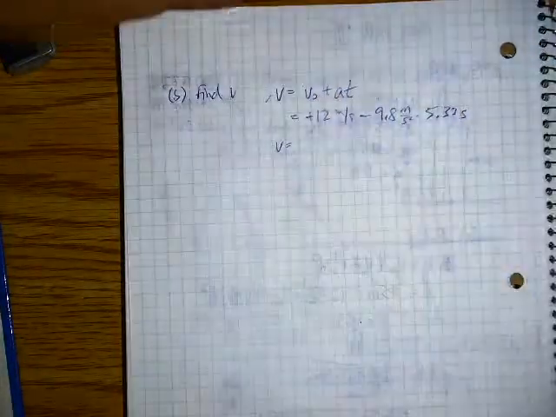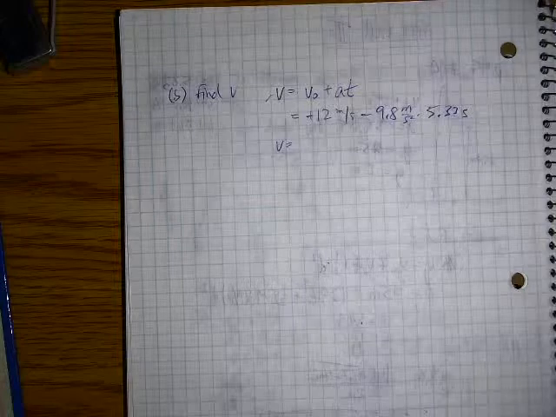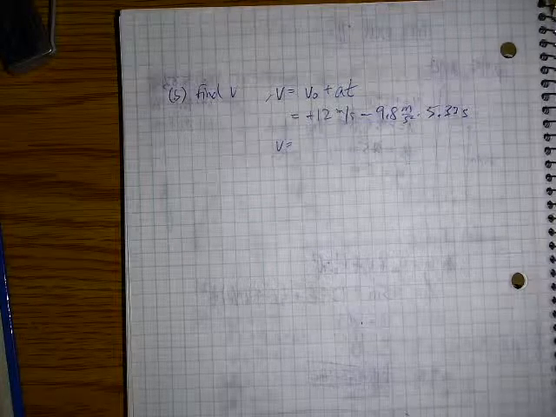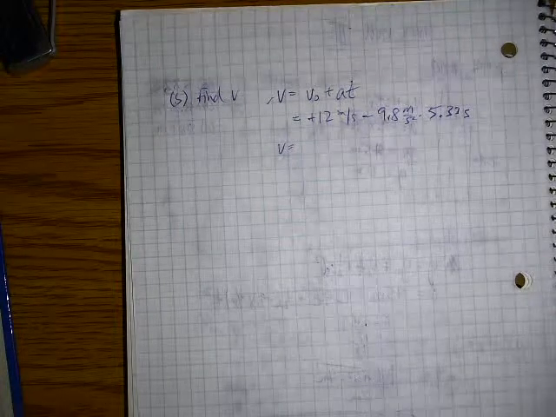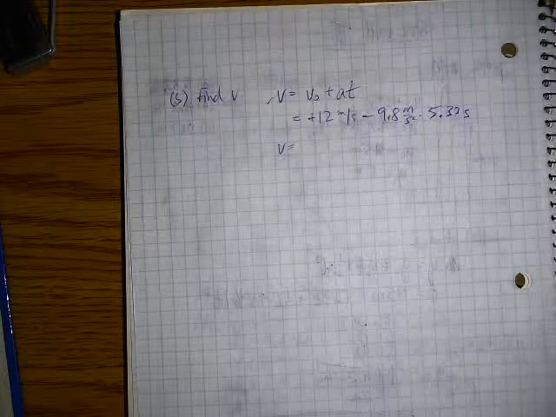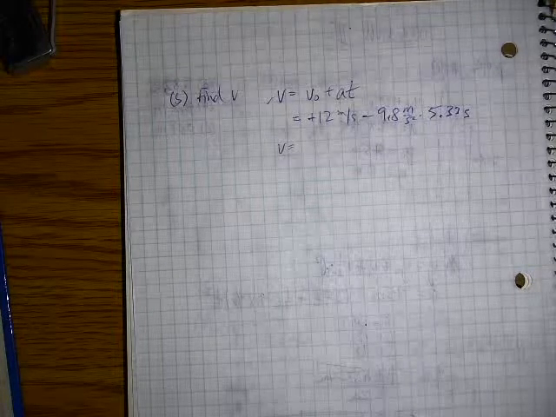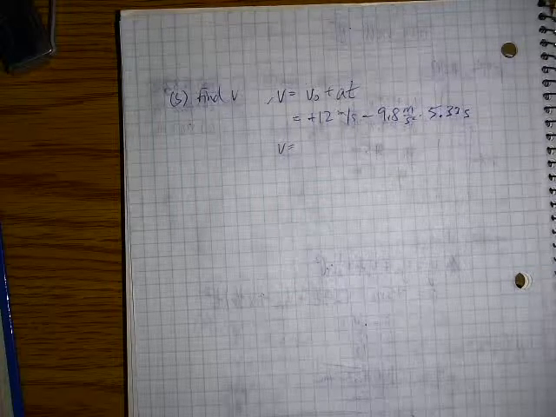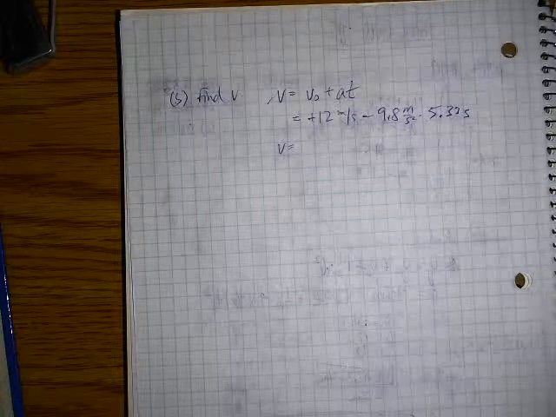So the final velocity is 9.8, negative 40.2.